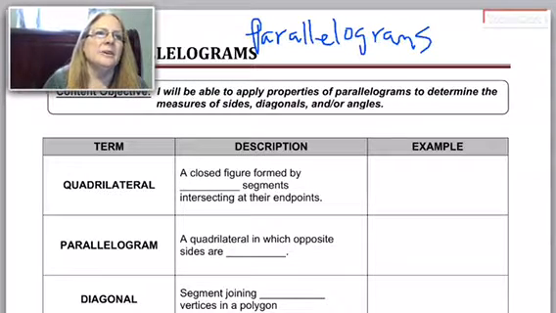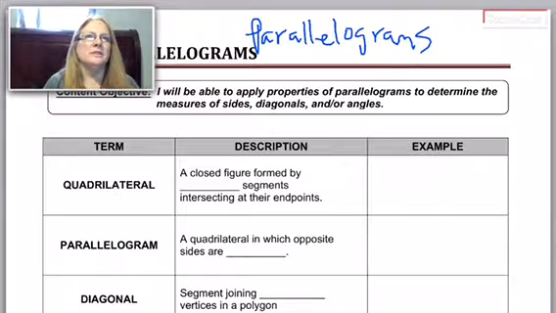The name of this lesson is Parallelograms. We started this unit talking about the measure of interior and exterior angles of polygons, and now we're going to go in and talk about some properties of some specific polygons.